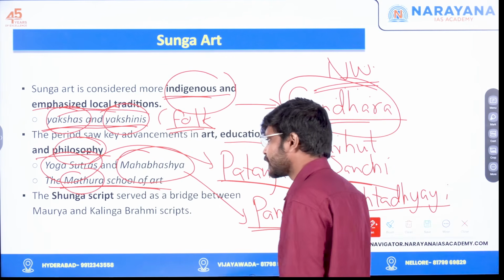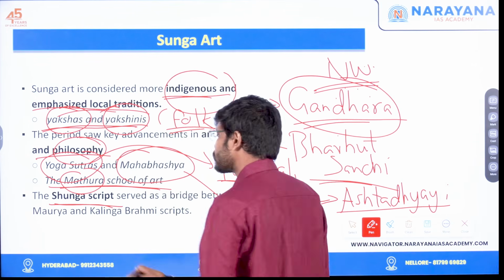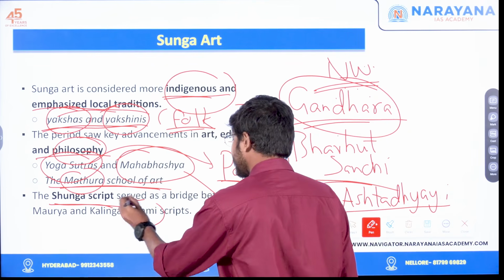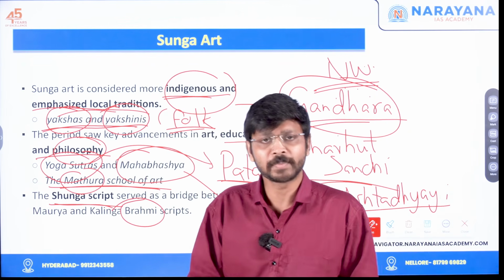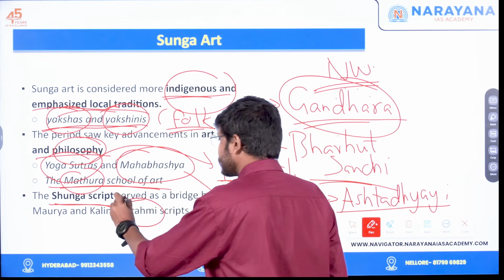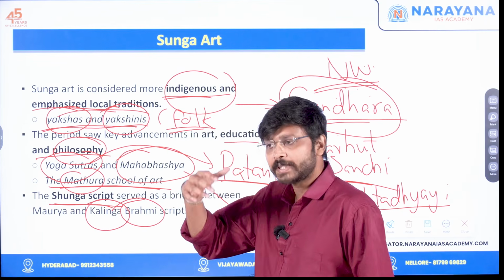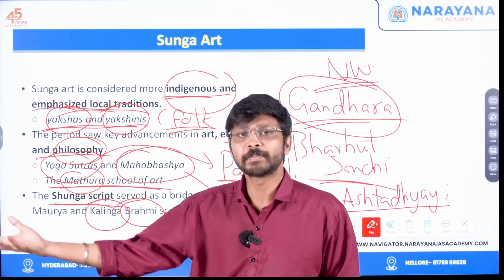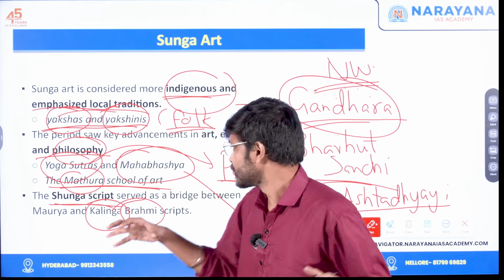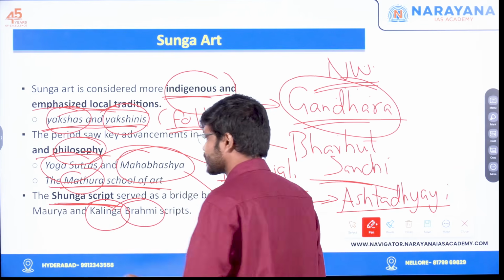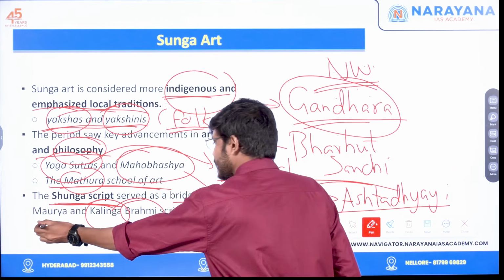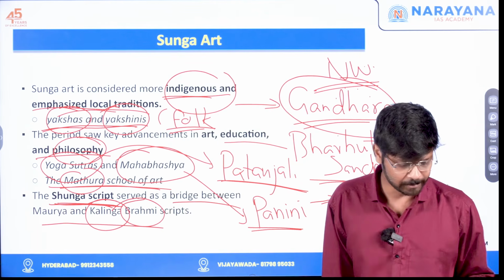Okay. Again, coming to the script which the Sunga used, that is the Sunga script only. Sunga script is another variation of the Brahmi script. Brahmi script was prominent during the Mauryan period. That was the early Brahmi, and the Brahmi script prominent during the later period was Kalinga Brahmi. Advanced Brahmi is Kalinga Brahmi. Earlier Brahmi is Mauryan Brahmi. So Sunga script was another variation of Brahmi that stood in between, serving as a bridge between the Mauryan and Kalinga Brahmi scripts.